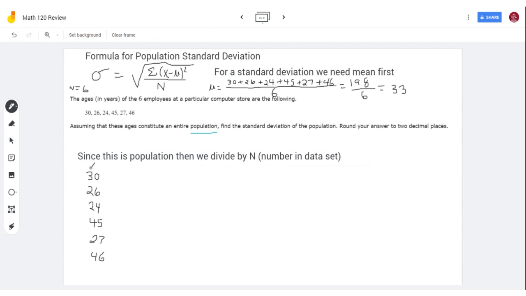All right, and that's what we call X. Now we've got our mean, mu, which is going to be this, and we're going to subtract 33 from each one of them. What this essentially does is it tells us how much more or how much less each one of these is than the mean.